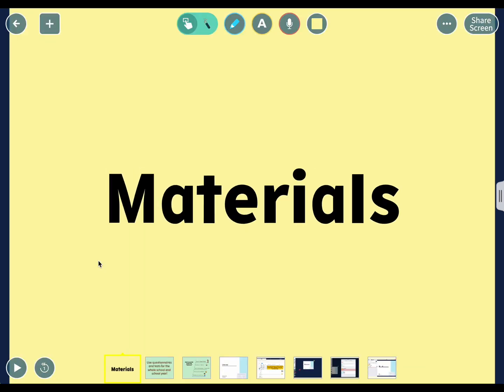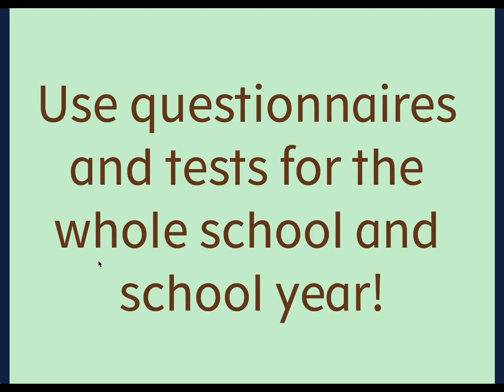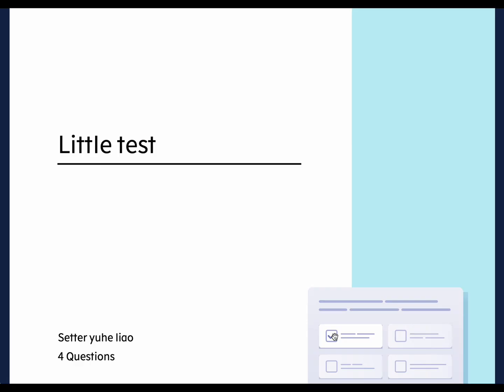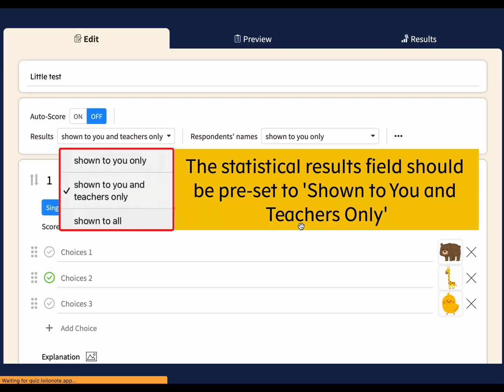Okay, so how can we use it in materials? We use questionnaires and tests for the whole school and school year. So how do we actually use a test card in the materials? Again, teacher A creates a test card and drags the card to the materials, saving it school-wide, or maybe teachers only. Then teacher B opens the materials, finds the card and selects use. This is one of the examples I've put up. And the statistical results field should always be preset to be shown to you and the teachers only.